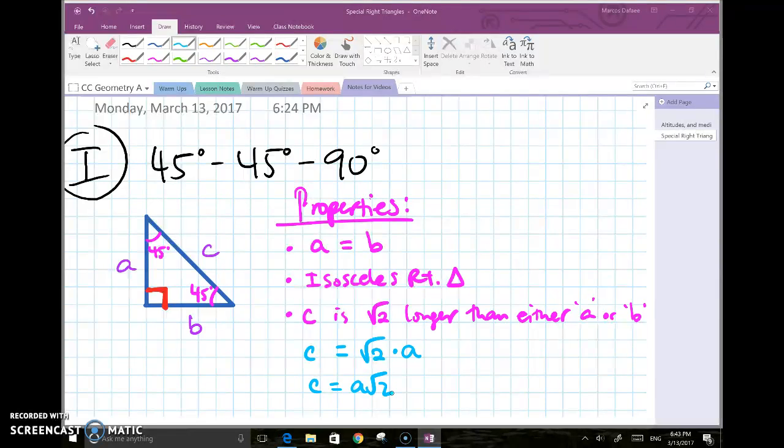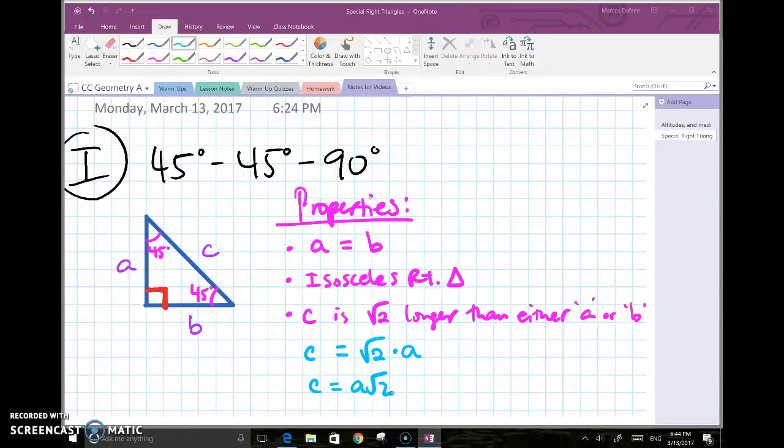You know that the hypotenuse is the longest side, but depending on the kind of triangle that you have, meaning whether it's 45, 45, 90 or some other type, 30, 60, 90, the length of C will be a certain amount longer than either of the legs. Now in this case, because A and B are both congruent, we can use them interchangeably. But specifically for this type of special right triangle, C is exactly radical 2 times longer than A or B.